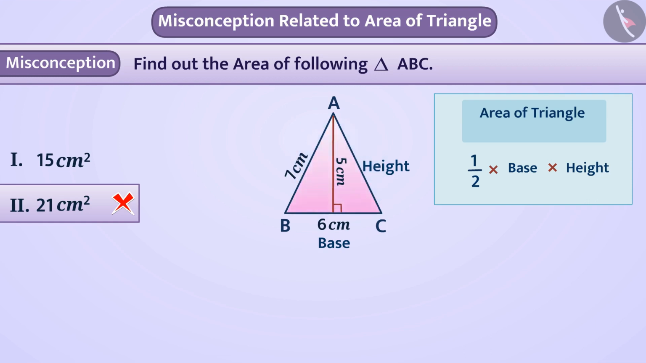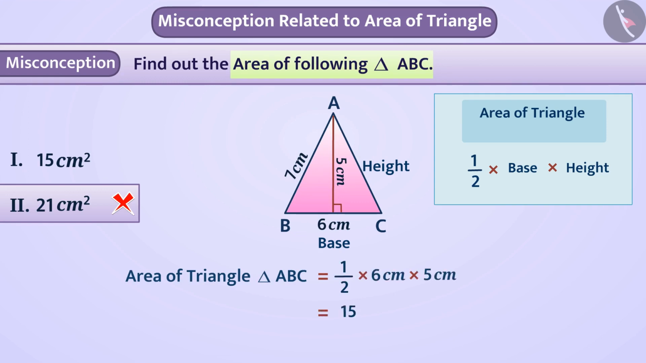Therefore, the area of triangle ABC is half multiplied by 6 cm multiplied by 5 cm, which is equal to 15 square centimeter. That is, option 1 is the right answer.